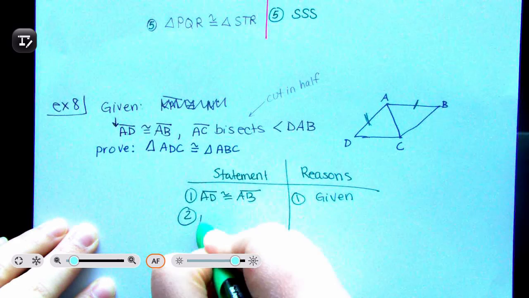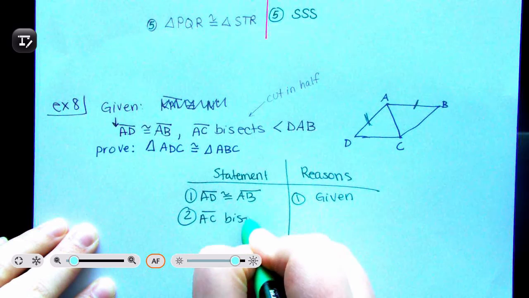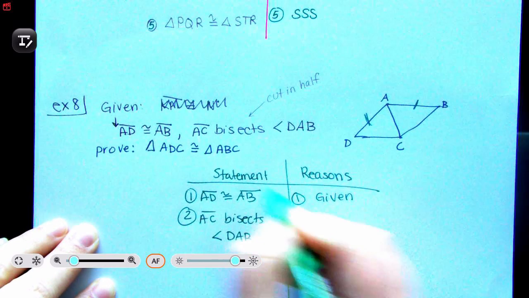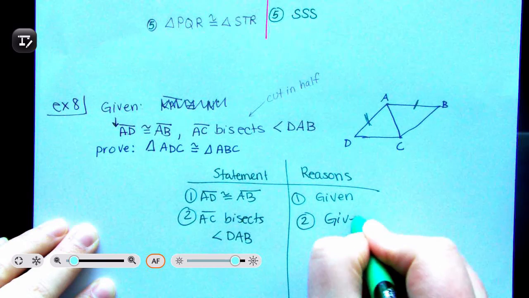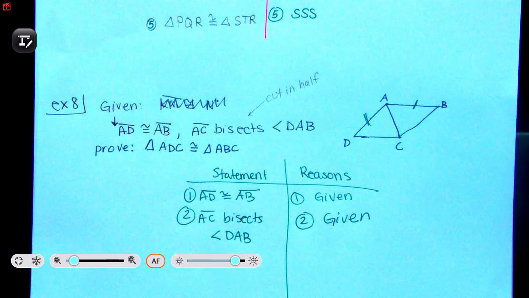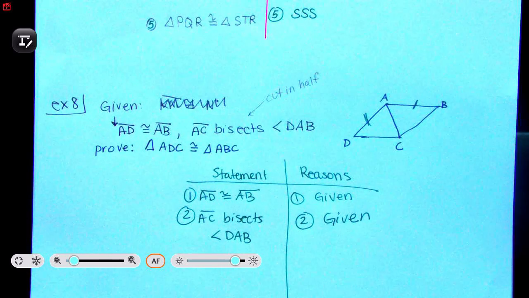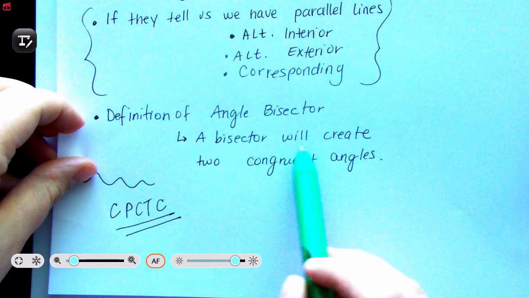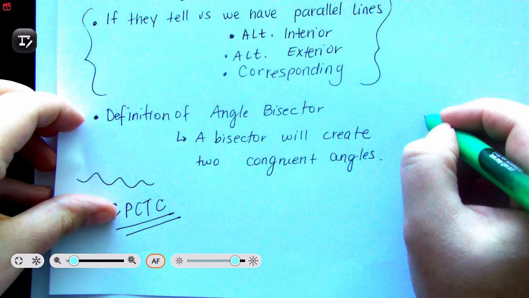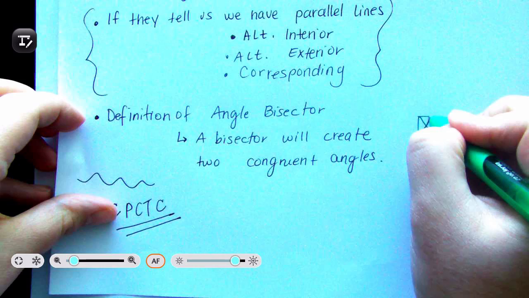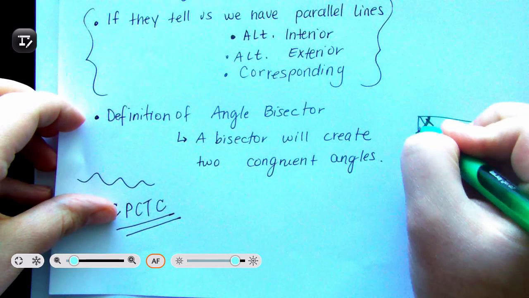Second, AC bisects angle DAB. How do we know that? It's still given. Okay. So how do we mark this up? What does that mean? So I'm looking back at my cheat sheet. Okay. So an angle bisector, a bisector will create two congruent angles. So if we have an angle bisector, here's our angle, it just cuts it in half. So then this angle is congruent to this angle.